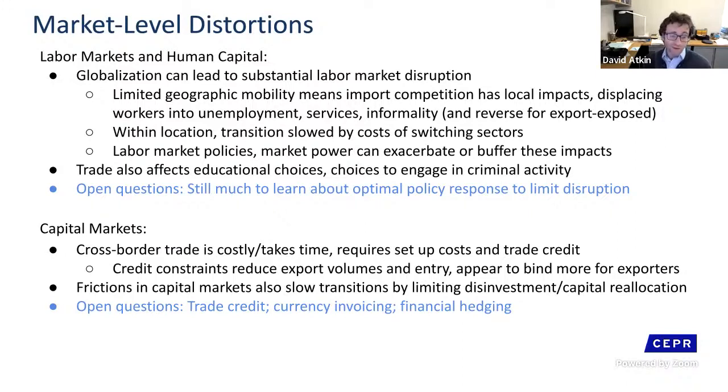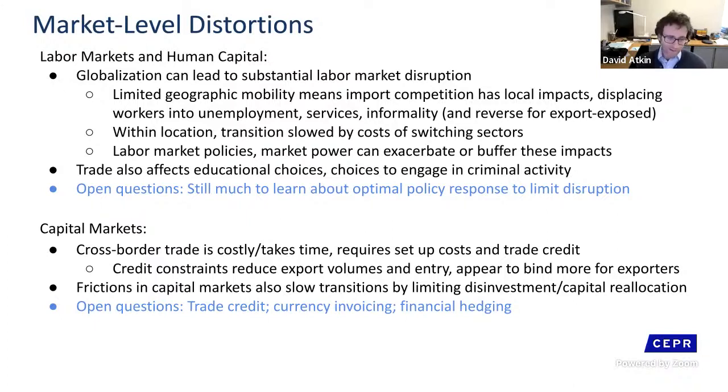So, here, while we have learned a lot about the impacts of these trade liberalizations, there's still a lot for us to learn about optimal policy responses that will limit this disruption. I think there we're only starting to scratch the surface about what type of active labor market policies should be in place in order to mitigate some of these negative impacts, in order to allow countries to take full advantage of the jobs generated by trade, the sectors which grow through liberalization. So that's in terms of labor markets.